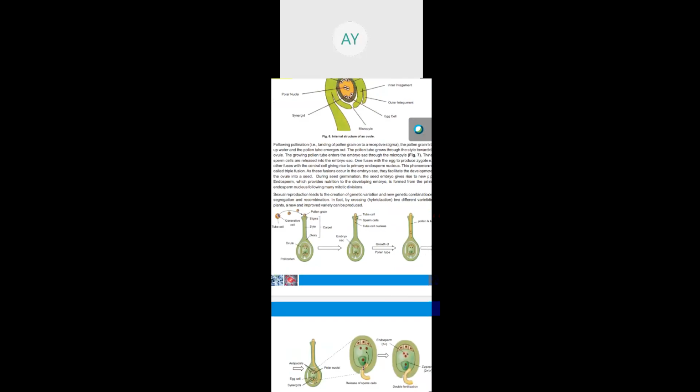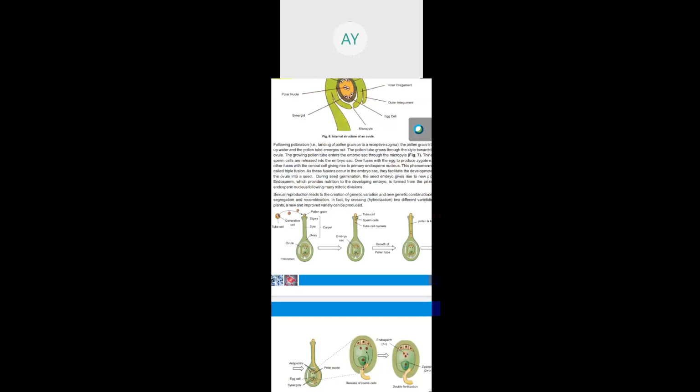One male nucleus fuses with the egg cell. That process is known as fertilization, and the product is the zygote. The other male nucleus fuses with the polar nuclei, and the result is endosperm. So after fertilization the result is the zygote, and after triple fusion the result is endosperm.